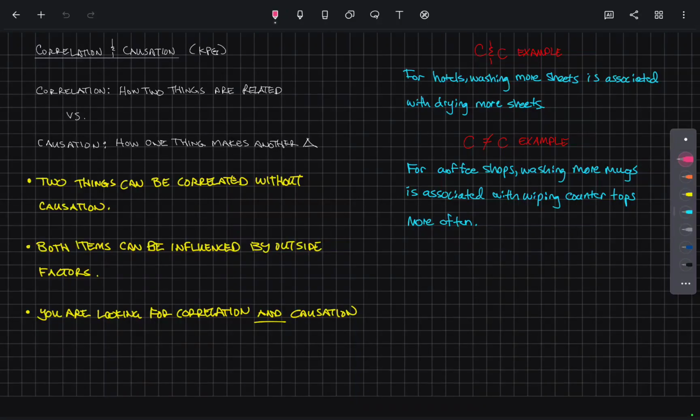Not necessarily. Just because you have a drink out of a mug does not mean you're going to have to clean a table. It's not a result of one thing. So whenever we're talking about, can they be correlated? Yes. Does one cause the other? No. This is a good example.